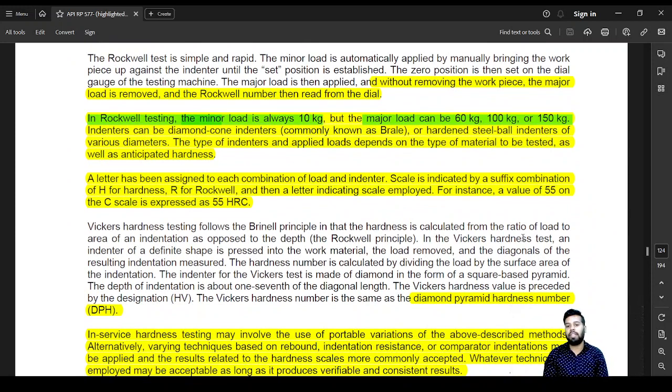Again, the Rockwell hardness test is also one type of hardness test. In the Rockwell hardness test, two loads are applied. One, a minor load, is applied to reduce the effects of soil, dirt and localized hardness, and then a major load is applied. The minor load is always 10 kgs, but the major load can be 60, 100, or 150 kgs. The indenter can be a diamond cone indenter or hardened steel ball indenters of various diameters. The type of indenter and applied loads depend on the type of material to be tested as well as anticipated hardness values.